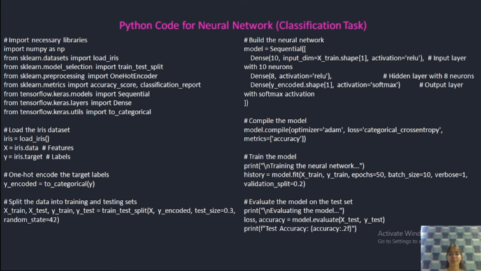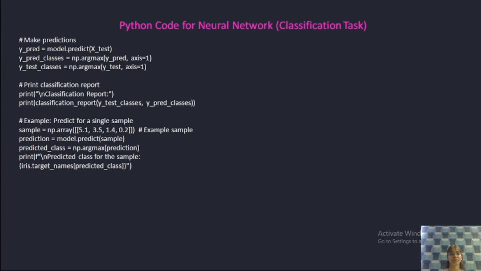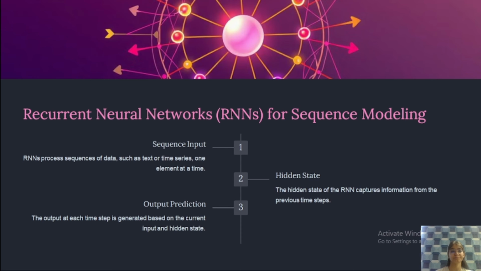Then you have to print the evaluation, or you can say you get the evaluate model on the test set. Then you have to make the predictions using model.predict and np.argmax. Now you have to print the classification report, and here is one of the examples you can refer to for future reference.